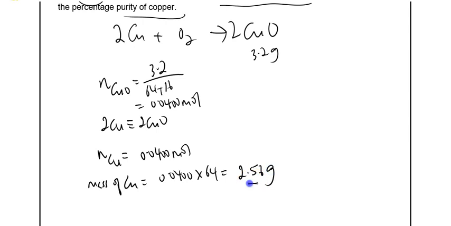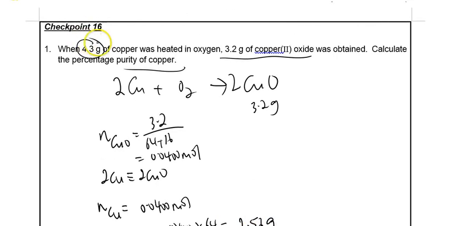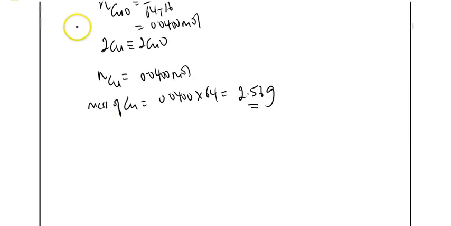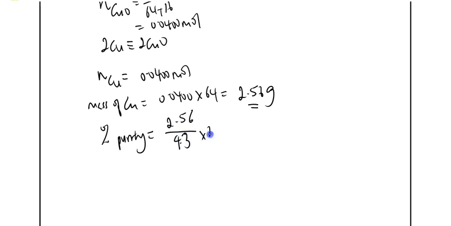So notice this is 2.56 grams of pure copper. This is 4.3 grams of impure copper. So percentage purity is simply 2.56 divided by 4.3 times 100%, and I have 59.5% purity of copper.